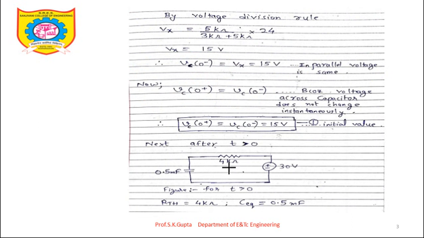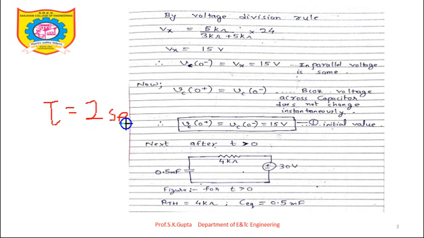So RTH is 4 kilo ohm and C equivalent is 0.5 millifarad. Kilo and milli cancel out. For an RC circuit, the time constant is RTH into C equivalent. 4 into 0.5, 2 seconds. So the time constant is tau equal to RTH into C equivalent, and its value is 2 seconds.